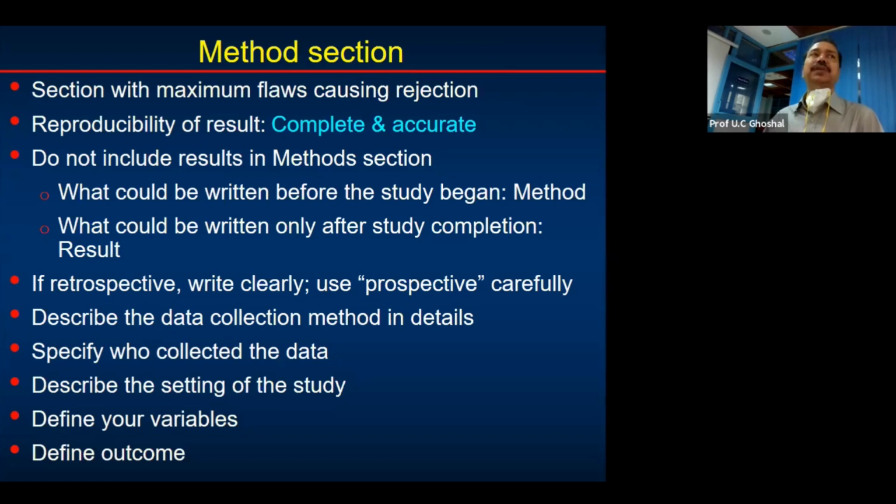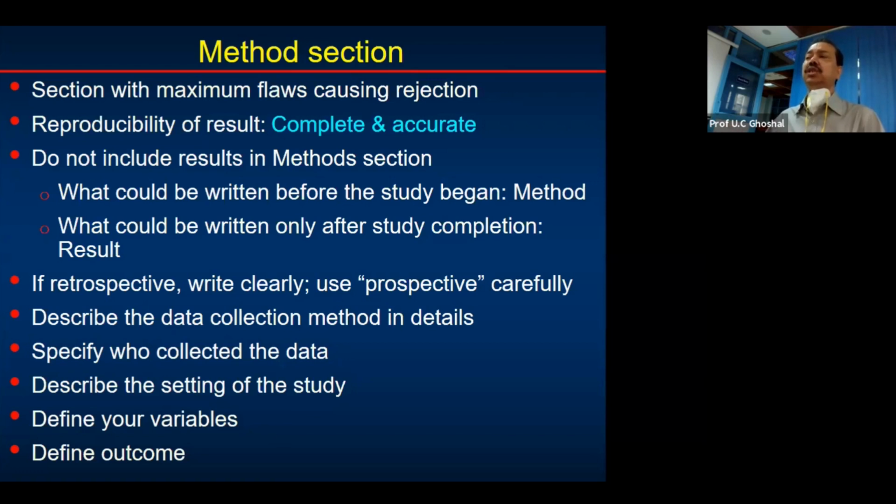But what happens is, if you hide that, and if the reviewer or the editor finds out that it looks like a retrospective study, he will be very cautious. You know why? Because he will say, if he is trying to hide this, I don't know what else he is trying to hide, which I could not even pick up. So use the term prospective very carefully.